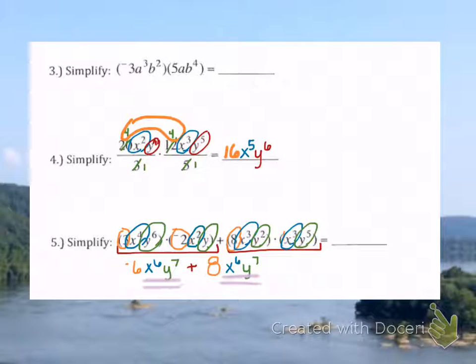And so we're going to add our coefficients of negative 6 and 8. That gives us a coefficient of 2, and the exponents and their bases stay the same. So it's like I have -6 of something, and I'm adding it to 8 of something, and I get 2 of that something. And that something happens to be x to the 6th, y to the 7th. Notice that the exponents stay the same when we're adding the like terms.